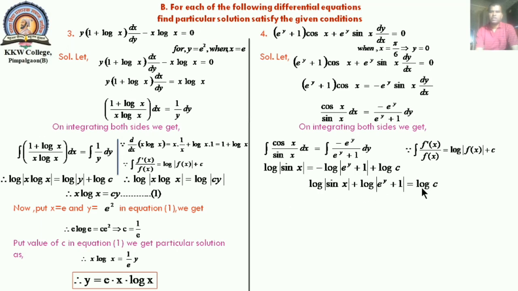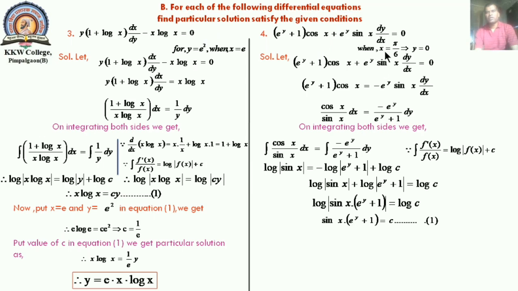Using log a plus log b equals log of a into b, therefore log of sin x into e raised to y plus 1 equals log c. Taking antilog on both sides, you will get sin x into (e raised to y plus 1) is equal to c, the general solution of the given differential equation.